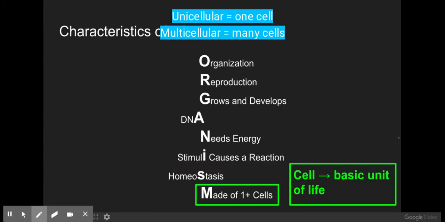Made of one or more cells. So all living things are made of at least one cell. A cell is a basic unit of life. So anything that is considered living has at least one cell. That means it would be unicellular, or it can have many cells like us and be multicellular.